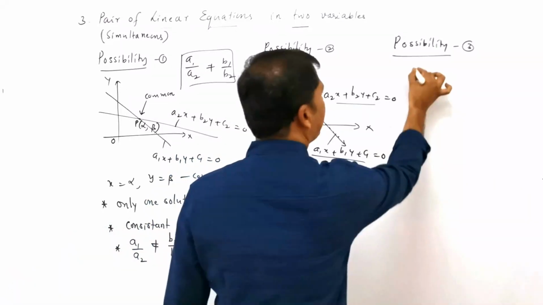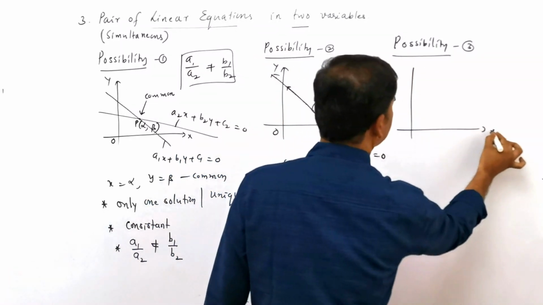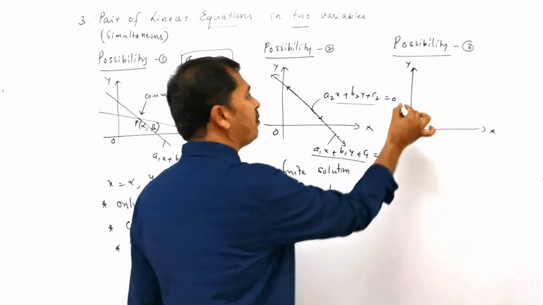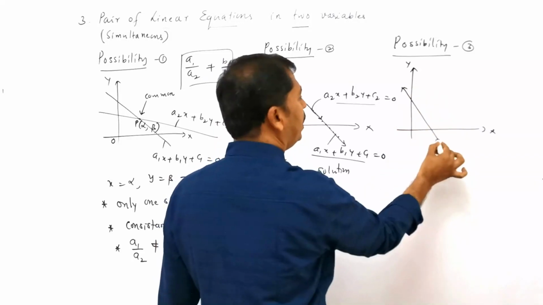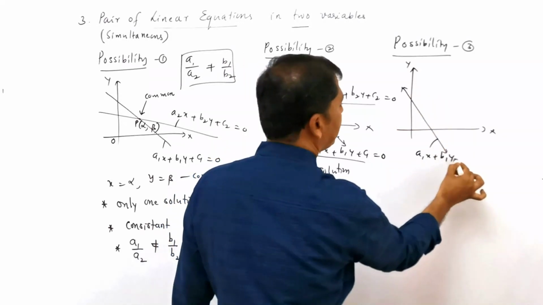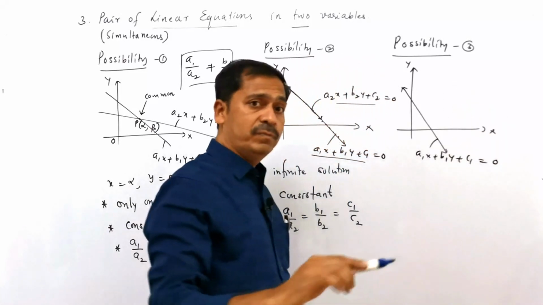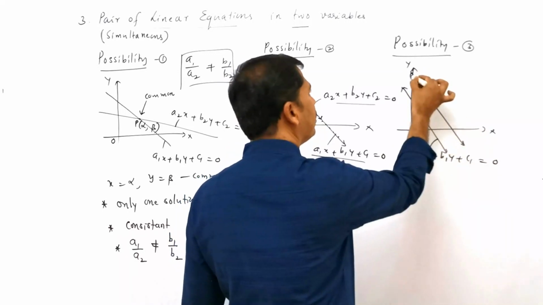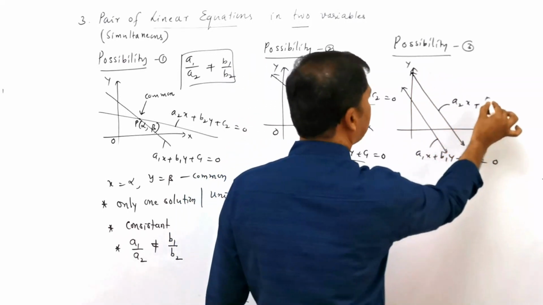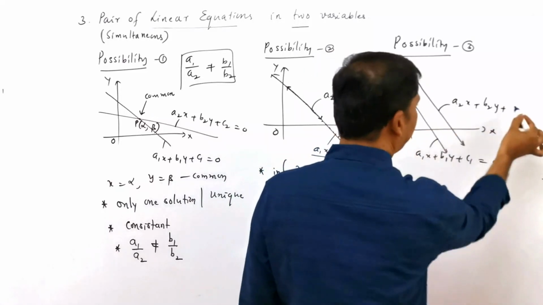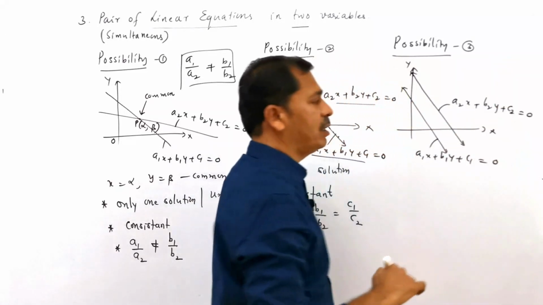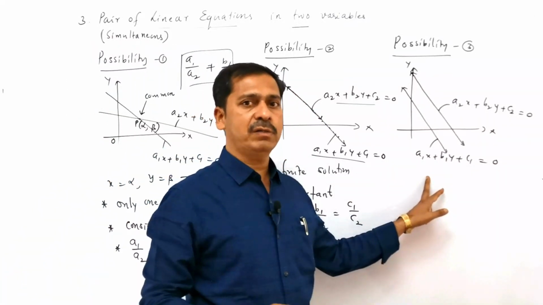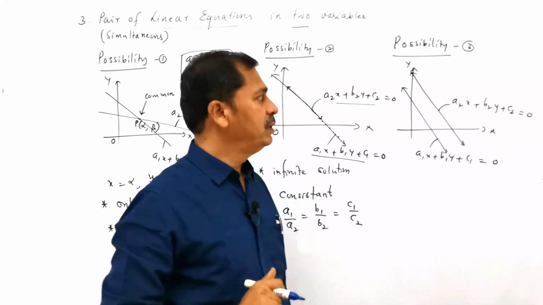Here the theme is in this manner. This is your x-axis, this is your y-axis, and this is the graph of the first equation, that is a1x plus b1y plus c1 equal to 0. And in this case another graph is in this manner. See, if this is a2x plus b2y plus c2 is equal to 0. If you plot the graph, this may appear; definitely out of 3, one situation should come.